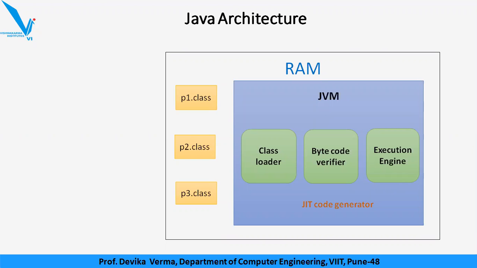I hope this part is clear to you. So JVM is machine specific. There is an additional layer in Java which does not exist in C or C++, and this is what makes Java machine independent or platform independent.